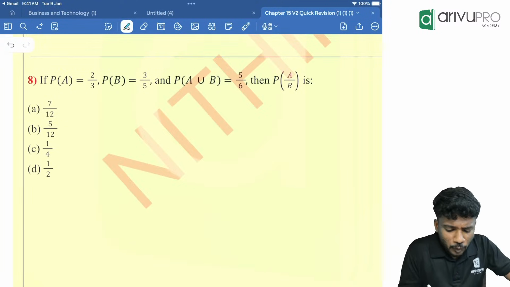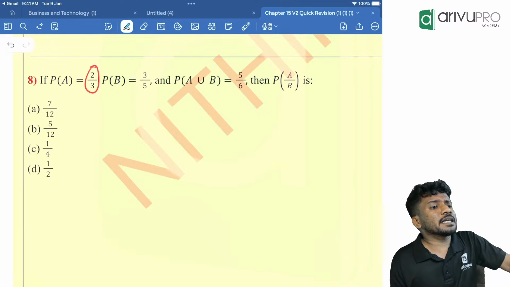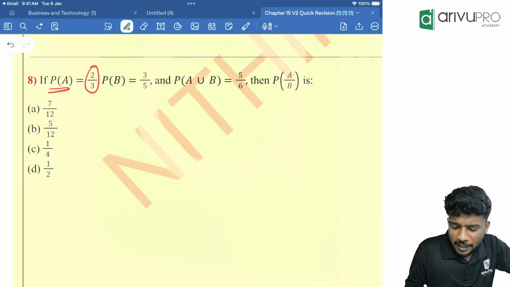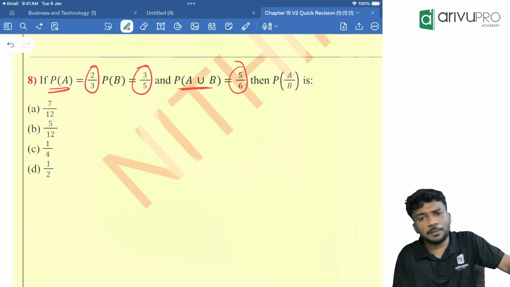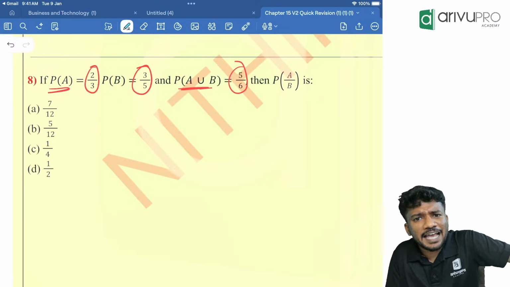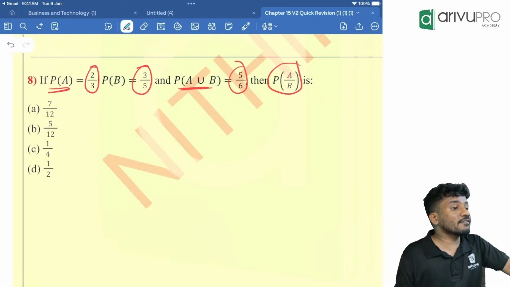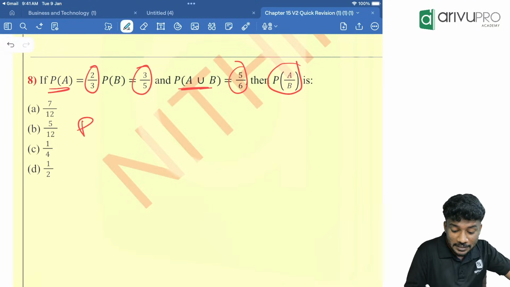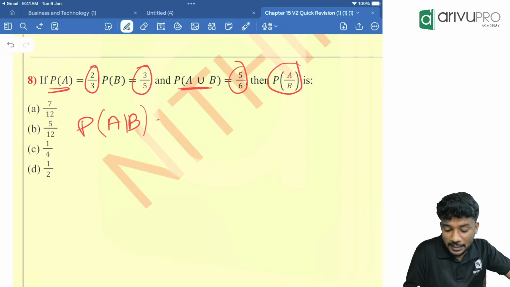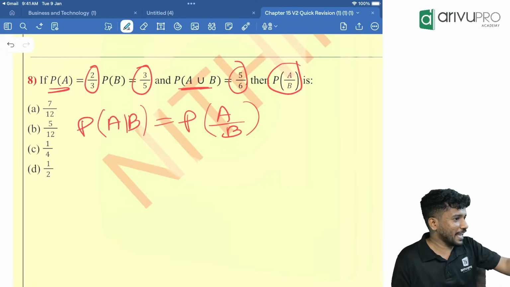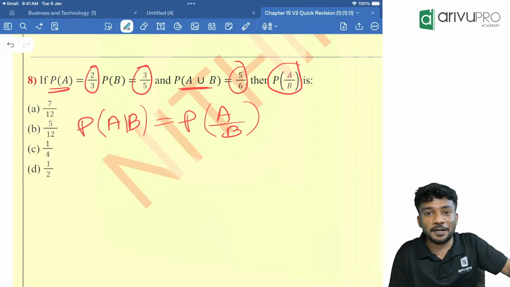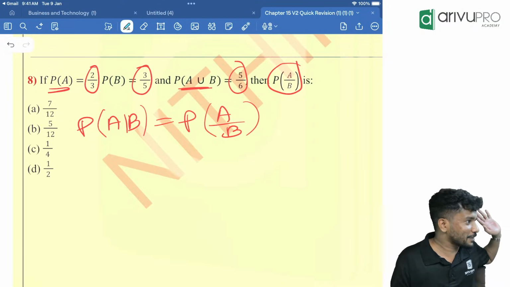Next one, people. Have a look at this question. If P of A is equal to 2 by 3, P of B is equal to 3 by 5, and P of A union B is equal to 5 by 6, then find the value of P of A given B. Sometimes instead of writing P of A given B, they can write it as P of A by B. Read it the same way. Don't think that it is a ratio of A and B. Don't even think that.